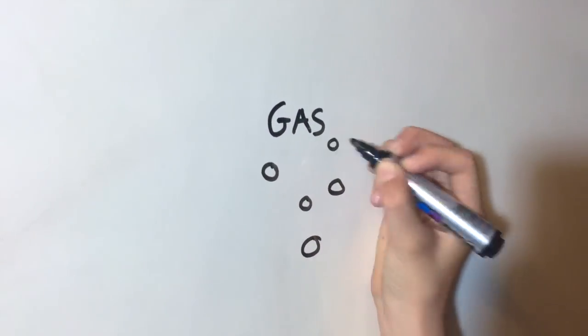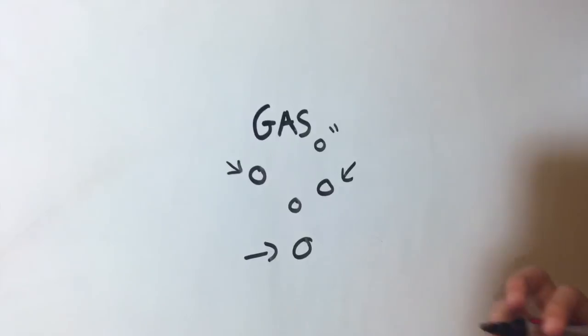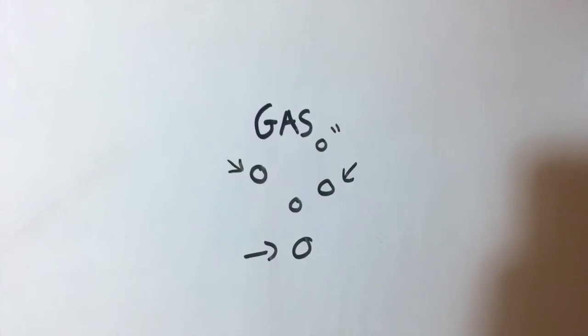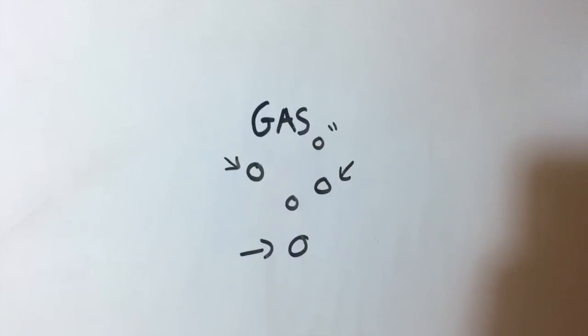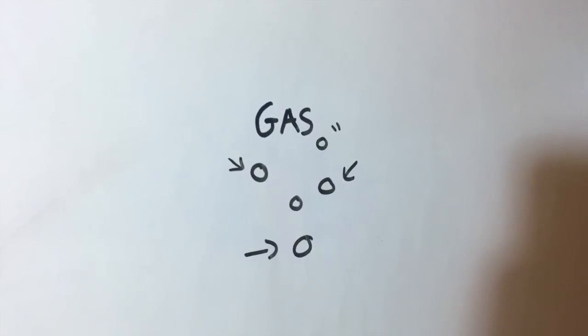Particles in a gas are well separated, with no regular arrangement. They vibrate and move freely at high speeds. A gas assumes the shape and volume of its container, because its particles can move past one another. Gas is compressible. There's lots of free space between particles. And finally, gas flows easily, again, because its particles can move past one another.